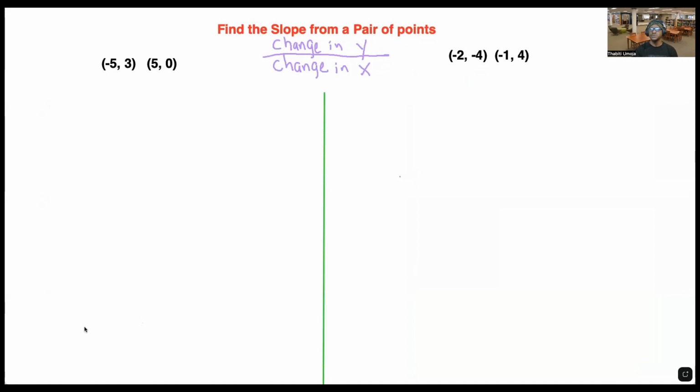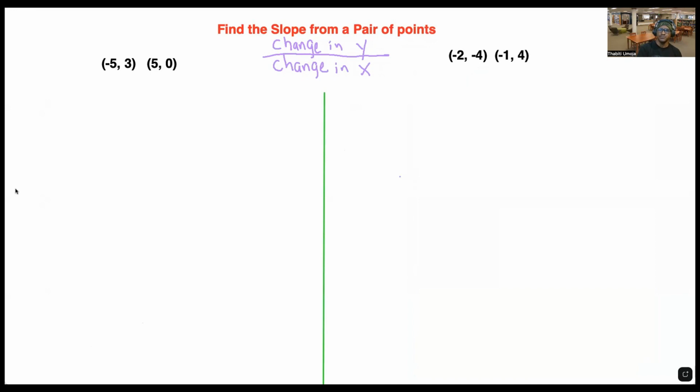As you can see here on the screen, I have find the slope of a pair of points. And right here in the middle in purple, this is the formula that we're going to be using to find the slope. The formula is change in y divided by change in x. And remember, change just means difference or subtraction. So basically what we're going to be doing is subtracting the two y values, and also subtracting the two x values. Well, what are the y values and the x values?